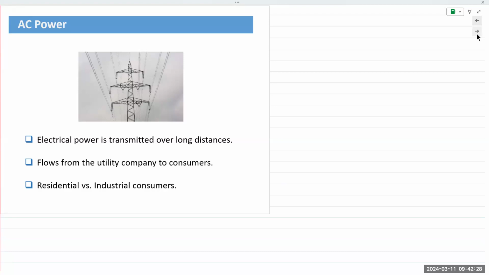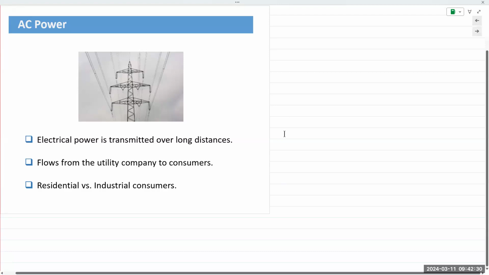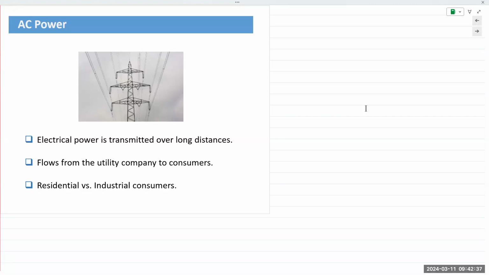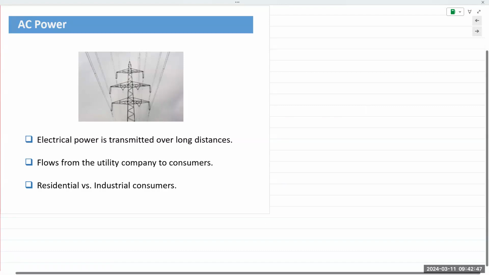So electrical power is transmitted over long distances. It flows from the utility company to the consumers. Consumers are of two kinds, industrial as well as residential. Most residential consumers do not have to worry about reactive power. And what is reactive power? That is what we will study and look at in this chapter.